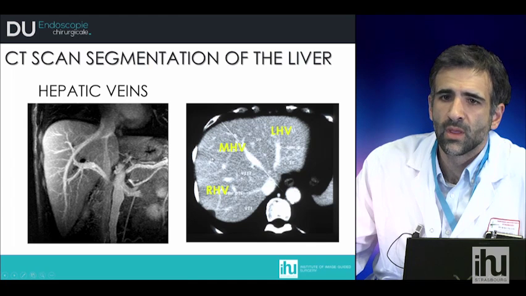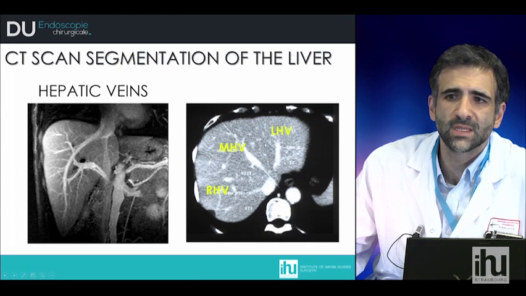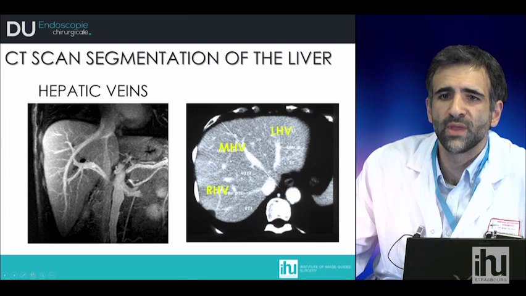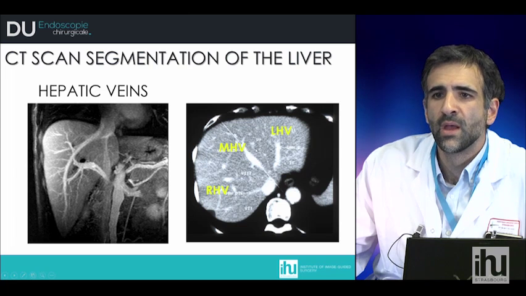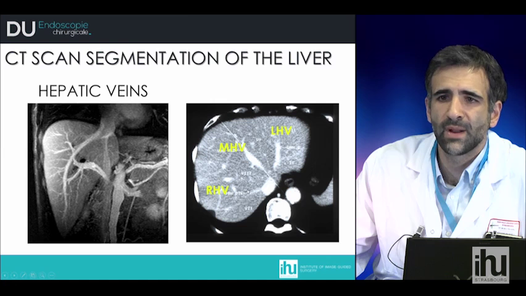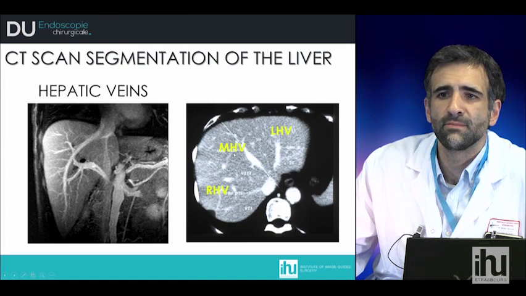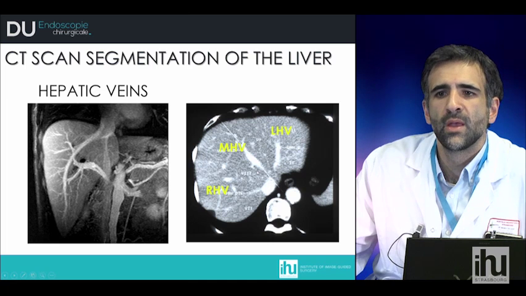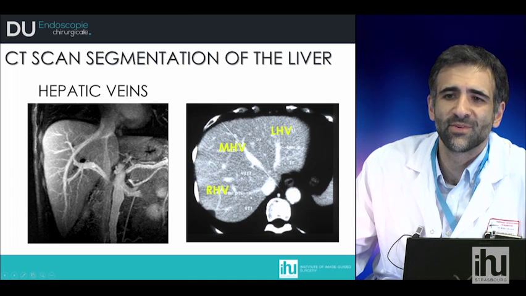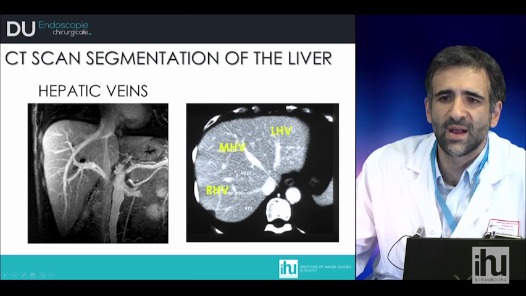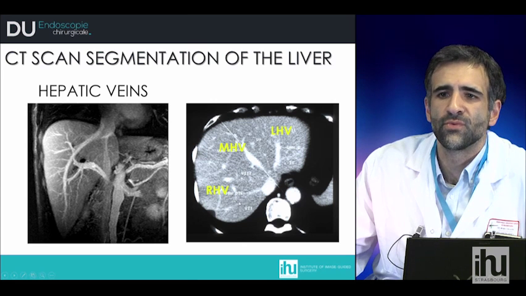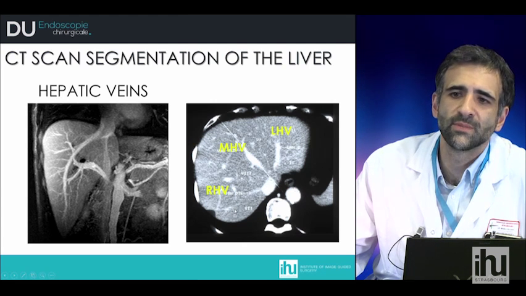In the same way, we can identify on CT scan the 3 veins, the left hepatic vein, the middle hepatic vein and the right hepatic vein. Each one of them allows us to identify some segments of the liver. So we can say that on the left part of the middle hepatic vein we have the left liver. On the right part of the middle hepatic vein we have the right liver. Between the left hepatic vein and the middle hepatic vein we have segment 4. Between the middle hepatic vein and the right hepatic vein we have segments 5 and 8. And on the right side of the right hepatic vein we have segments 6 and 7.